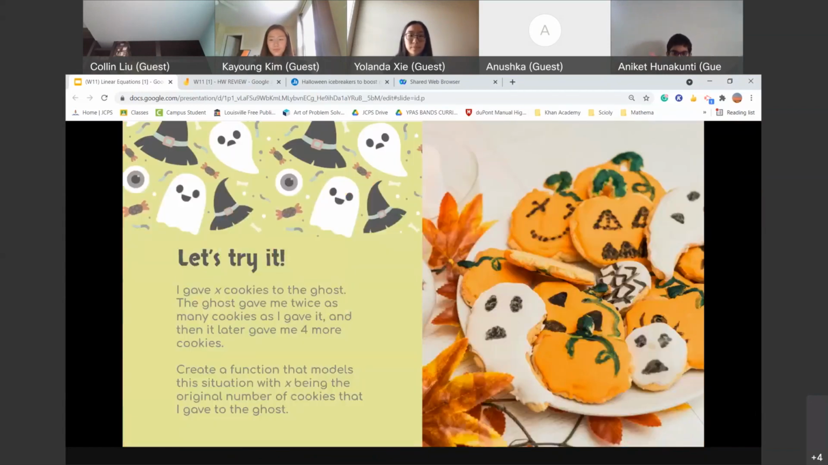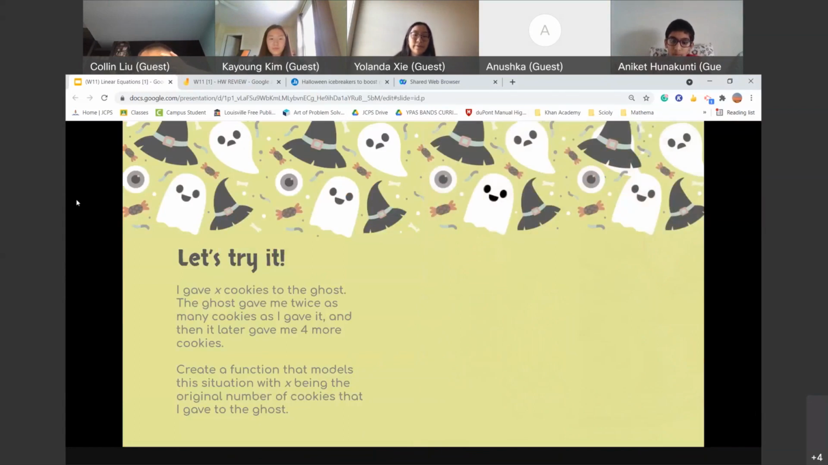All right, so let's practice. I gave an unknown number of cookies to a ghost, and the ghost gives me back twice as many cookies as I gave it, plus 4 extra ones. So create a function that models this situation, with x being the original number of cookies that I gave to the ghost. If you remember on the previous slide, you can use f parenthesis x close parentheses to represent the output, and then write an equation that models the ghost giving me twice as many cookies as I gave it, plus 4 more.